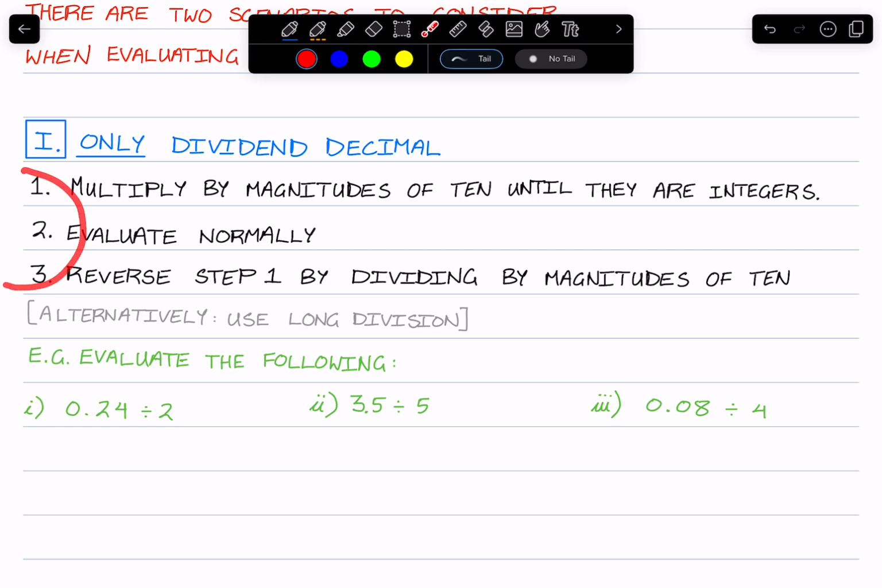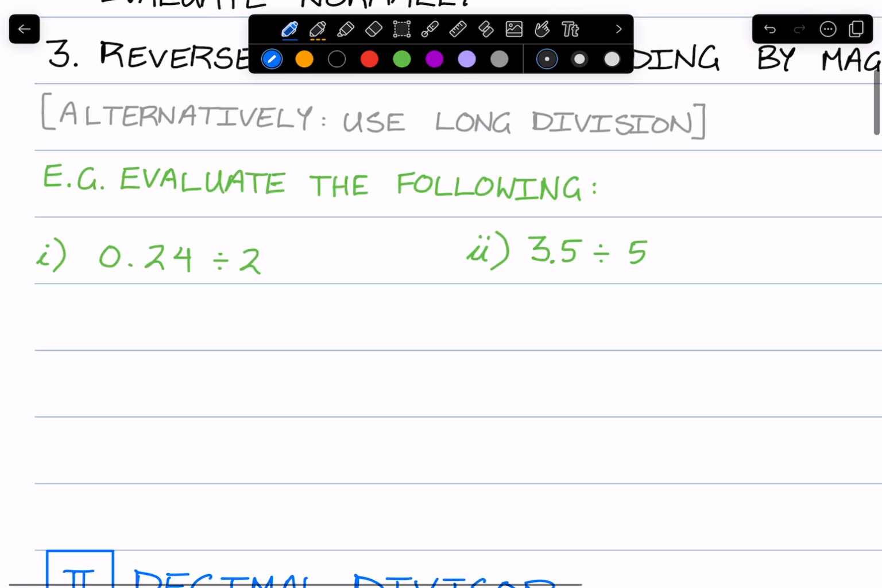As you can see, if you were to read this, it is actually the exact same method as when we do a decimal multiplication, except for step 2, when it says to evaluate normally, instead of a multiplication, it will be a division. So I'll demonstrate this scenario first.